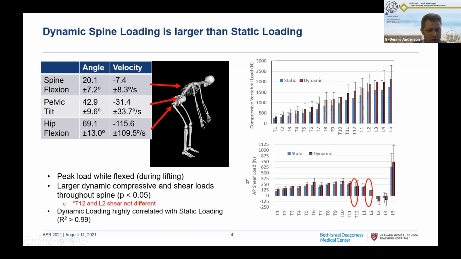Finally, we found that the dynamic loading was very highly correlated with the static loading, with R² of 0.99 for both the shear and the compressive loading outcomes.